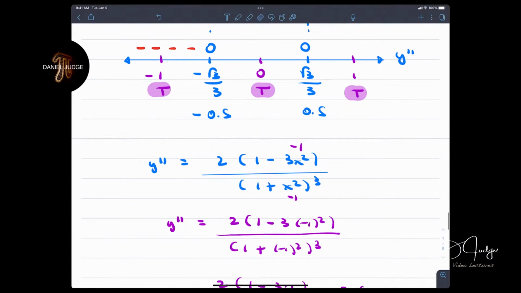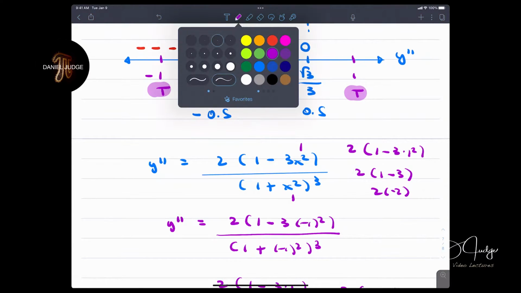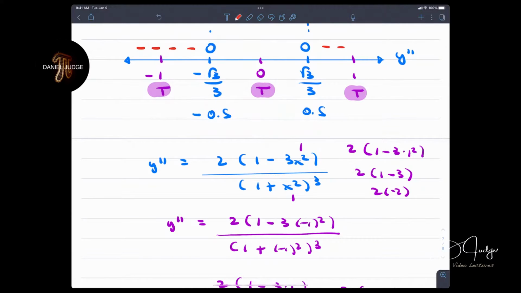Okay, I can do the same again. We're going to test +1 now. This will be region 3. So remember, the bottom is always positive, so this will be 1 minus 3 times 1 squared. 2 times 1 minus 3, again, 2 times -2. Region 3 is negative.